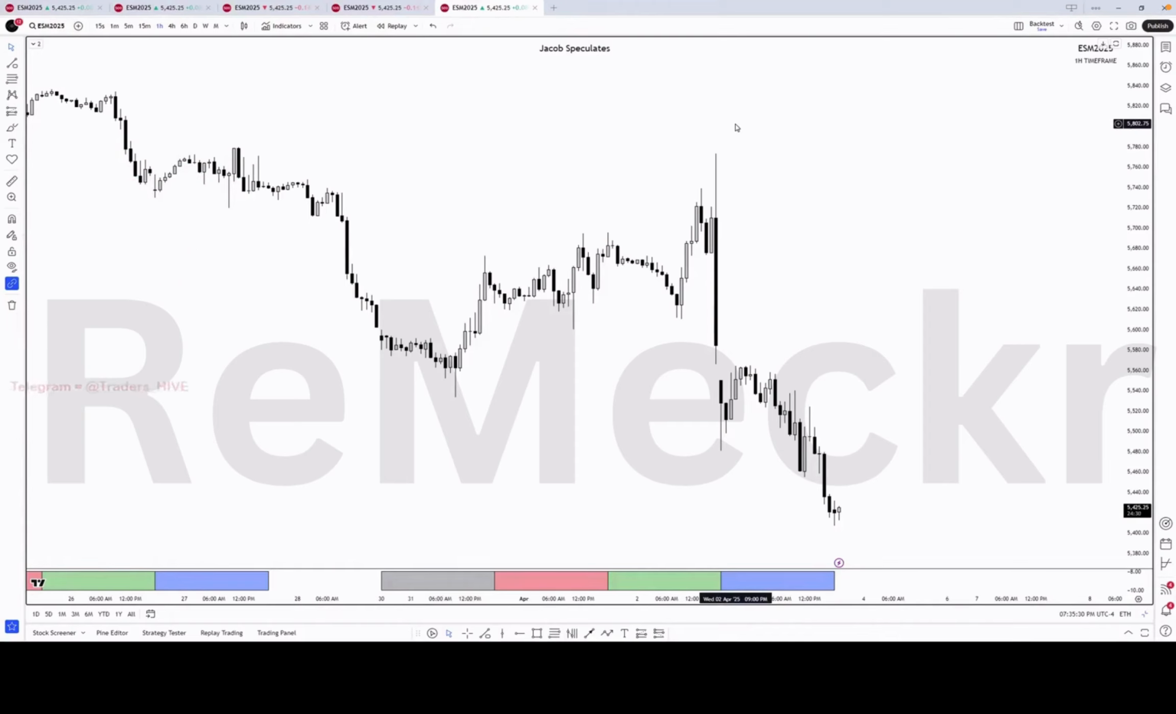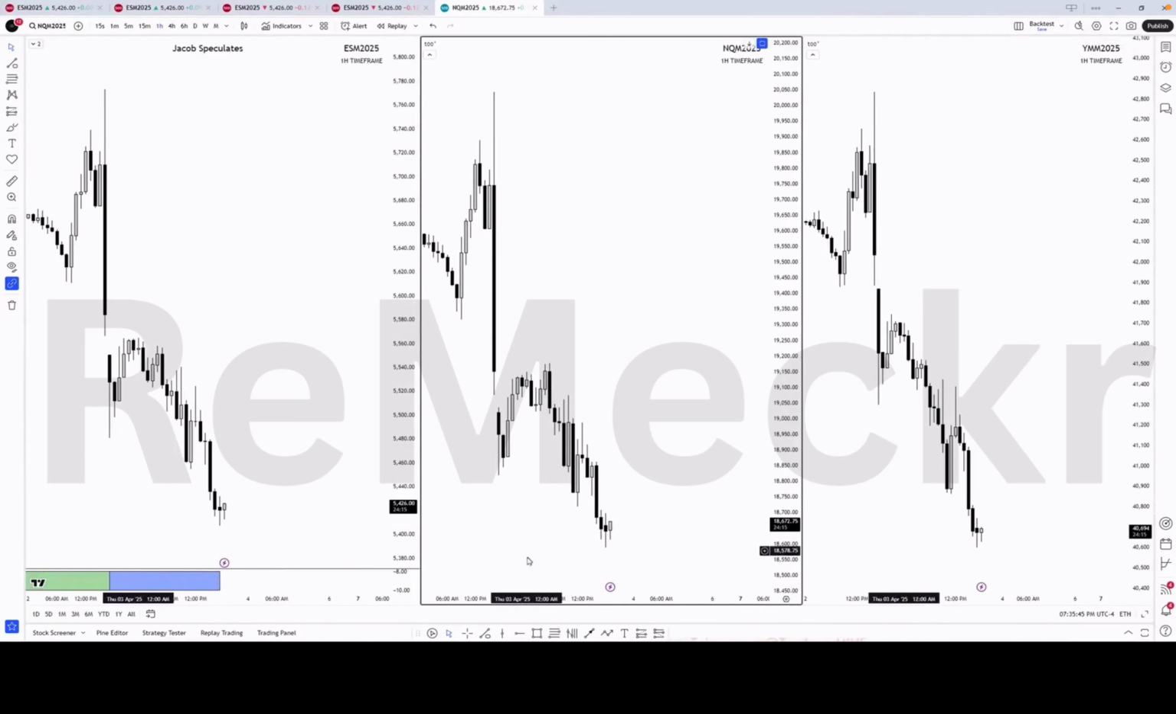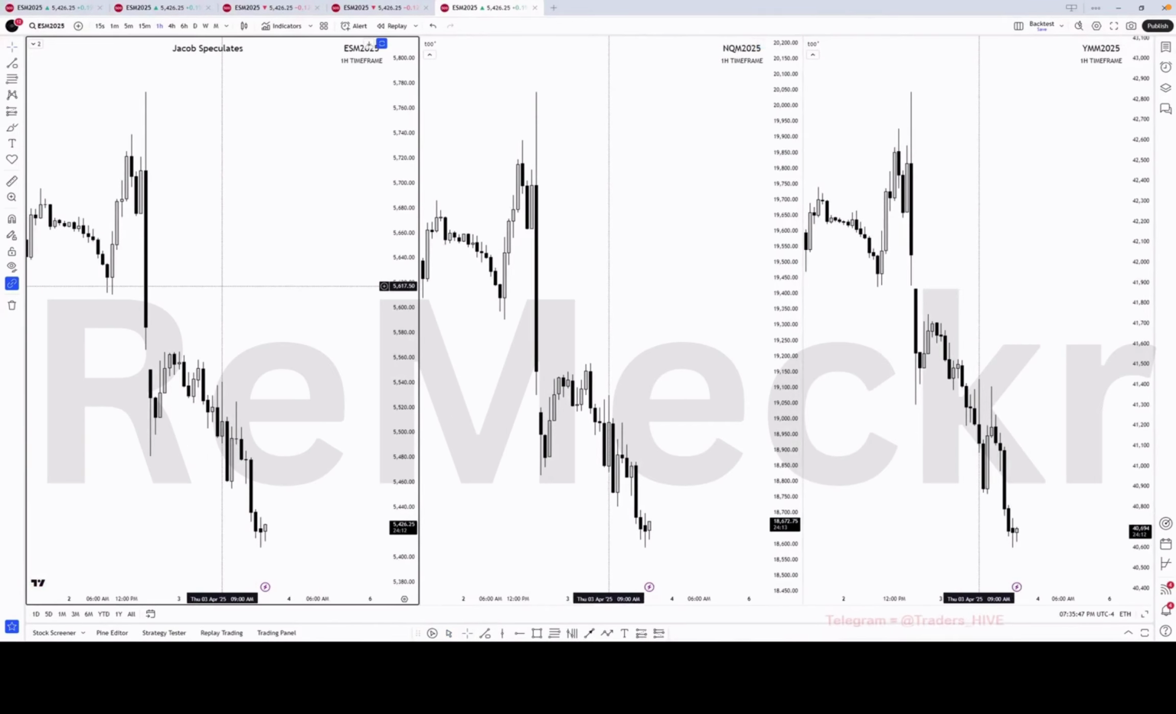Is non-farm payroll the monthly manipulation? Sometimes, but not always. If anything, it'd be CPI. But looking at what this one wanted to say with the 7 a.m.